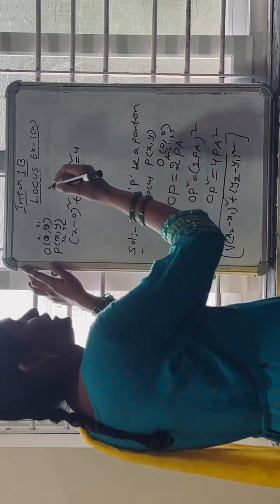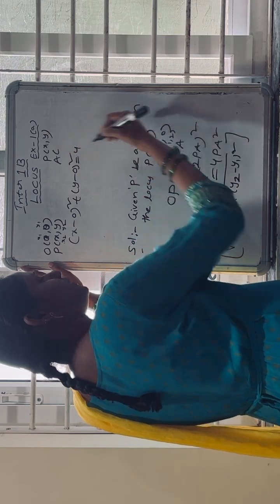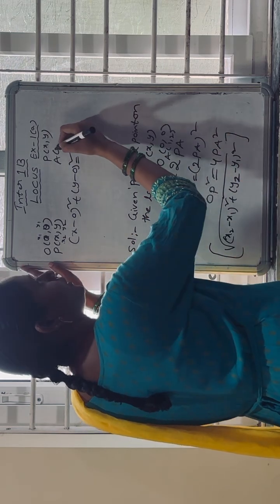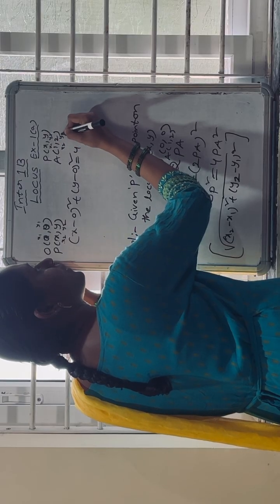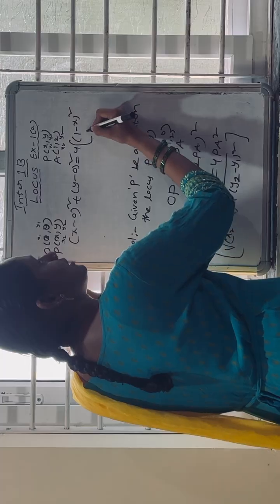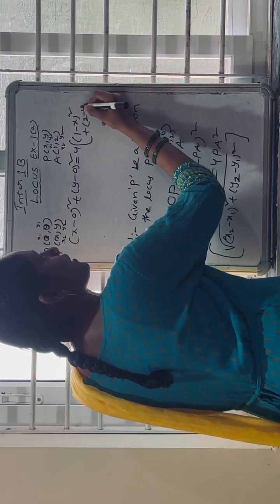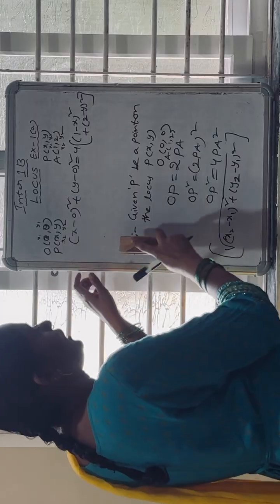Next, 4 into PA square. What is the P value here? x comma y. What is the A value? For A we want 1 comma 2. So this is x1 comma y1 and this is x2 comma y2. So x2 minus x1: 1 minus x whole square plus 2 minus y whole square. We have to multiply with 4 after doing the calculation.